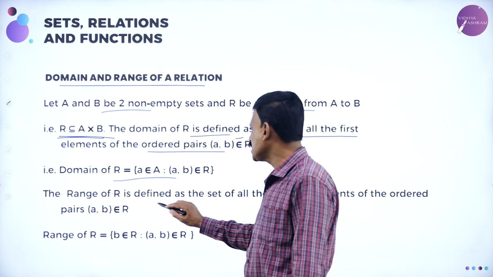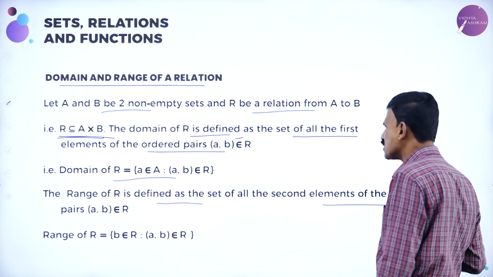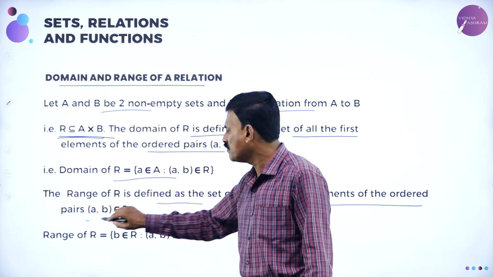Similarly, the range of R is defined as the set of all second elements of the ordered pairs (a, b) which belong to R.